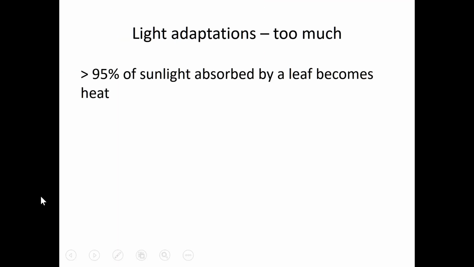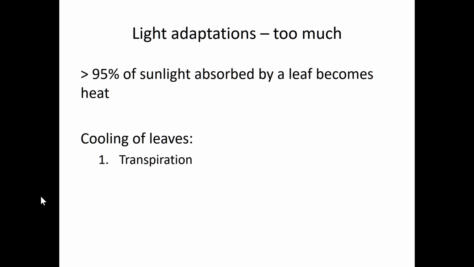On the other end of the continuum, there might be too much light. 95% of sunlight absorbed by a leaf becomes heat. If you're that plant, you're generating a lot of heat, you're absorbing a lot of heat, and that can cause problems. And we'll talk about temperature in a little bit. So what do plants do? What can plants do if they get overheated?